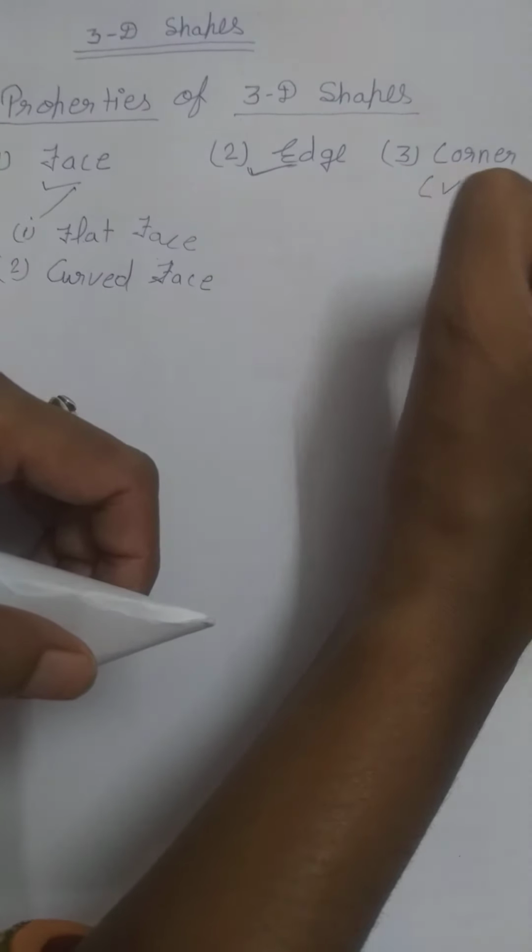So students, now you are all clear with the properties of 3D shapes. First face, second is edge and third is corner or vertex.